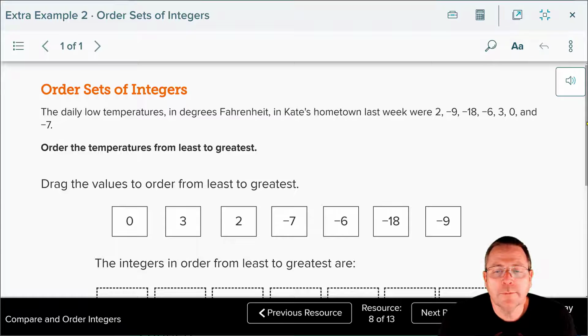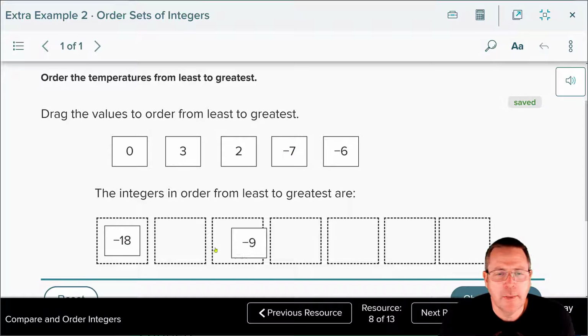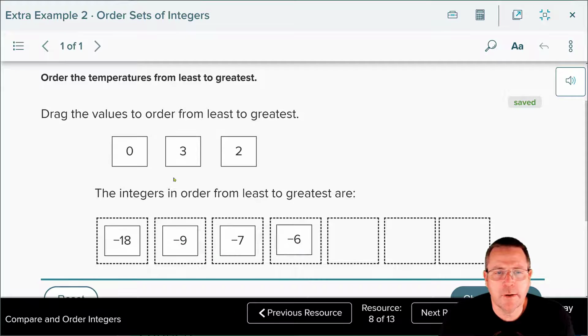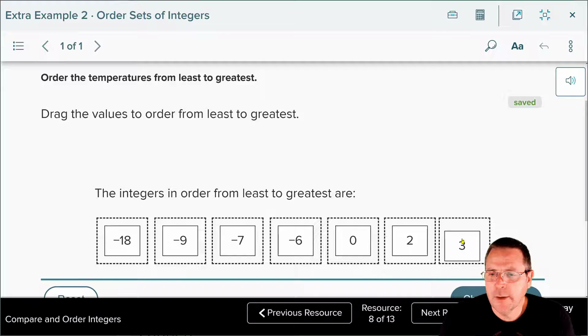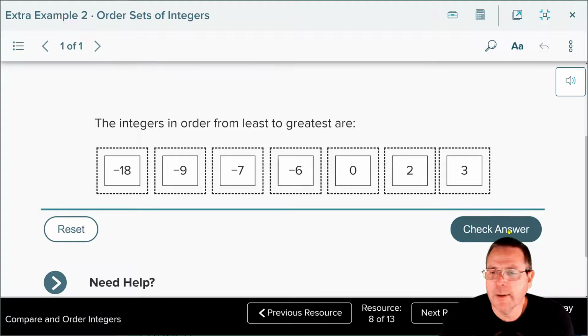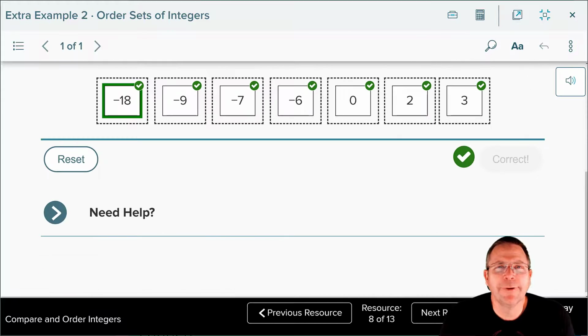So did you work it? This is pretty simple. The instructions say to drag them from least to greatest, so my least numbers can be negative 18, and then a negative 9, and then a negative 7, a negative 6, a 0, a 2, and a 3, and of course it could help to add those up on a number line. Our answers check. Easy math. Nothing to do on this stuff.